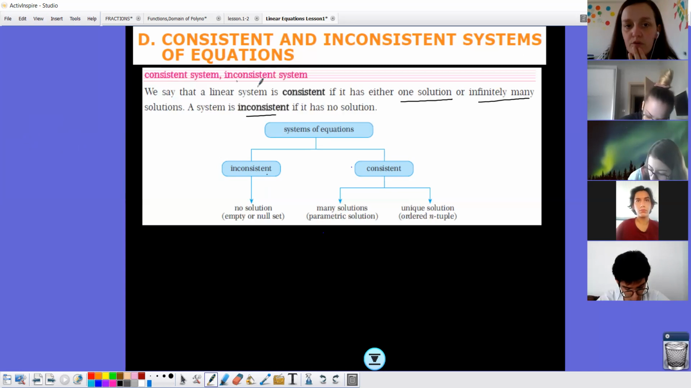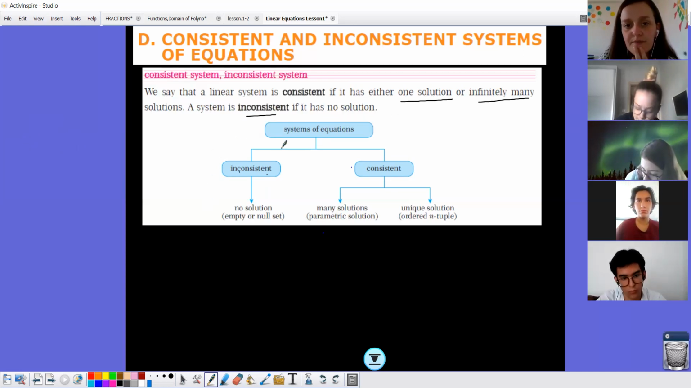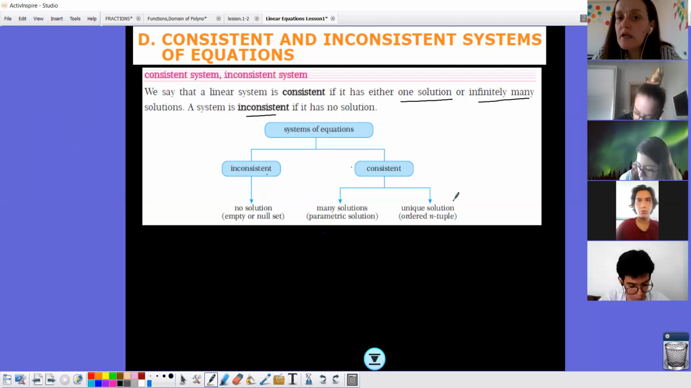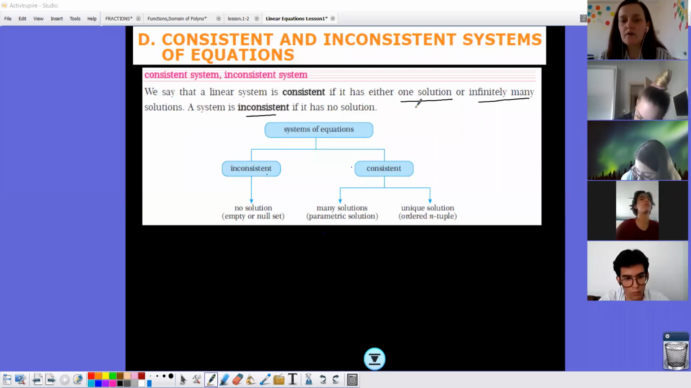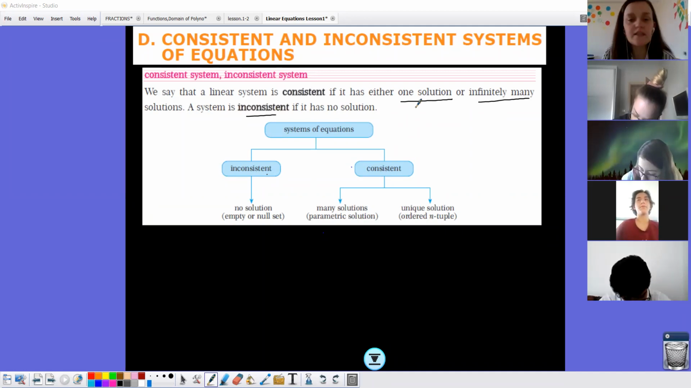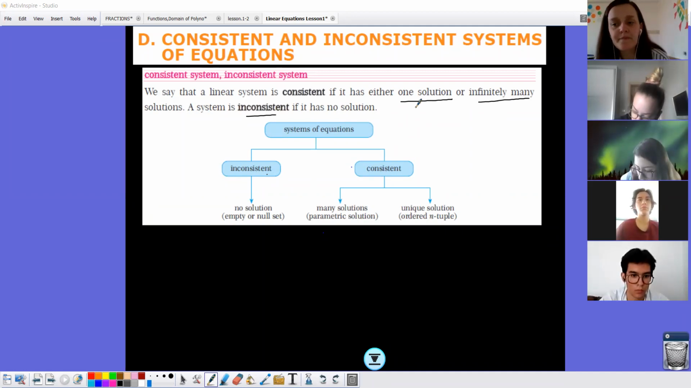You don't have to write all the things, only this part will be enough for you to understand. Why am I giving definitions? Because I am not asking for definitions, but for you to know what we are talking about. When you see in another question the word consistent, you will understand what it means.